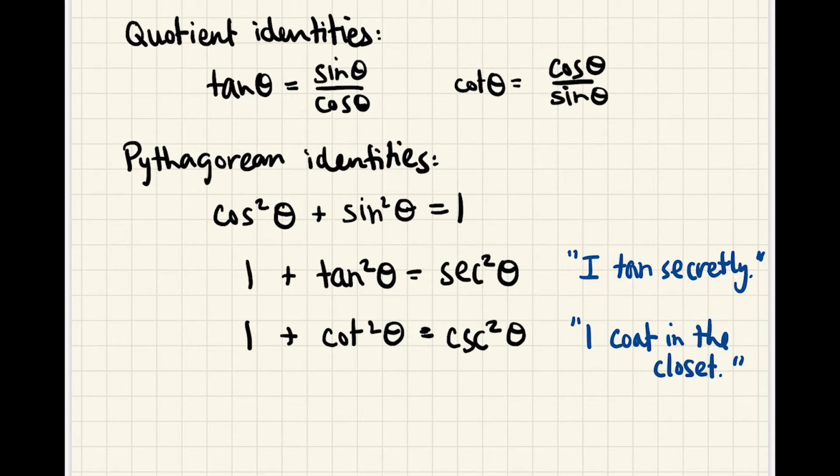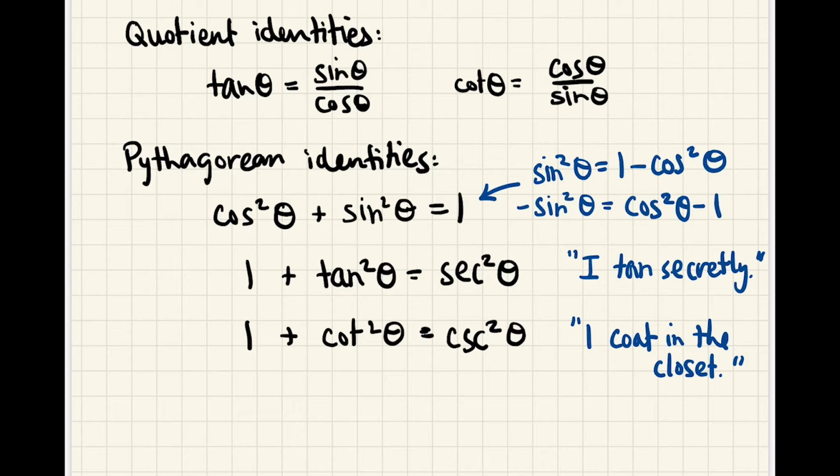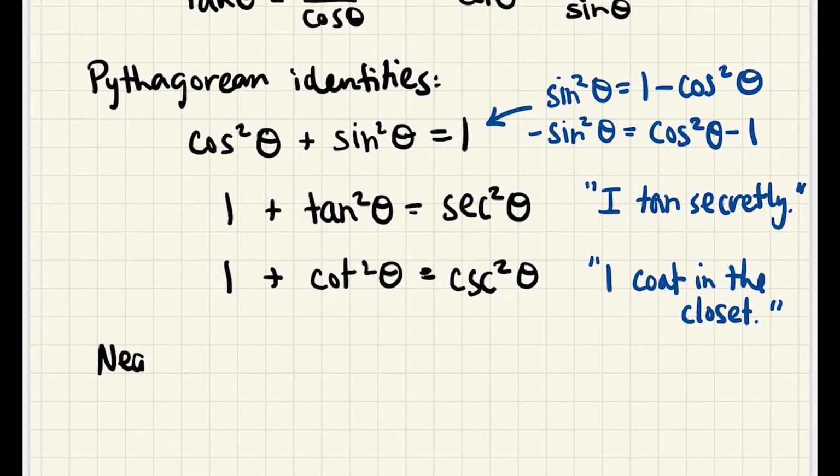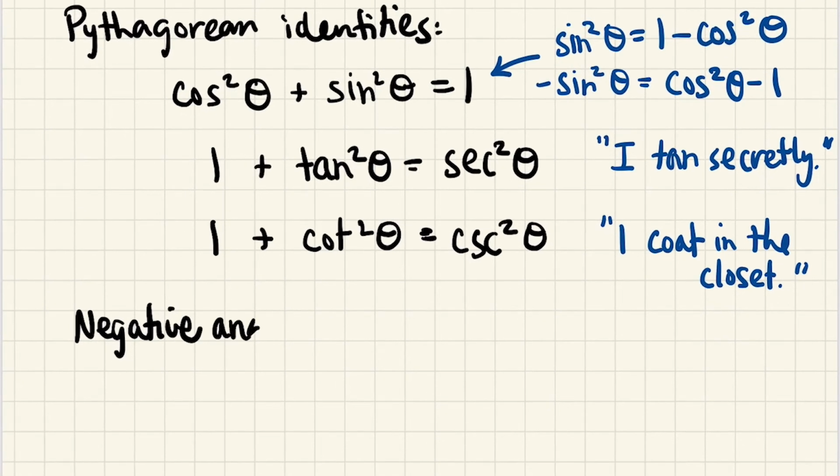Now, once again, these also come in different forms. For instance, we could write sine squared as 1 minus cosine squared, or negating both sides, negative sine squared as cosine squared theta minus 1. So again, like I said earlier, it's a really good idea in general to recognize that identities might come in slightly varied forms and to look for those forms so that you can use the slight variant version of an identity.